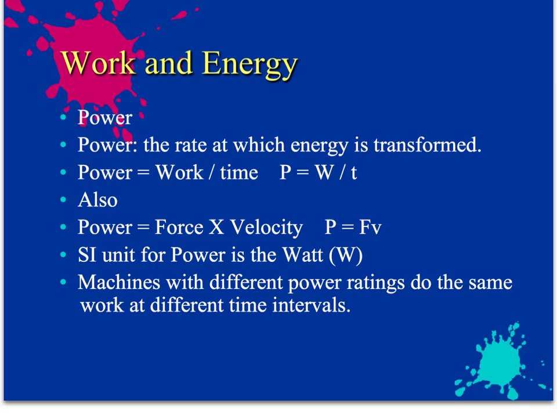Machines with different power ratings do the same work at different time intervals. So let's say that I have a lawnmower that is 5 horsepower, and I have a lawnmower that's 10 horsepower. Can they both cut the same lawn? Yes, they both can do the same amount of work. But the 10 horsepower mower will cut the lawn twice as fast as the 5 horsepower motor. That's how power works.